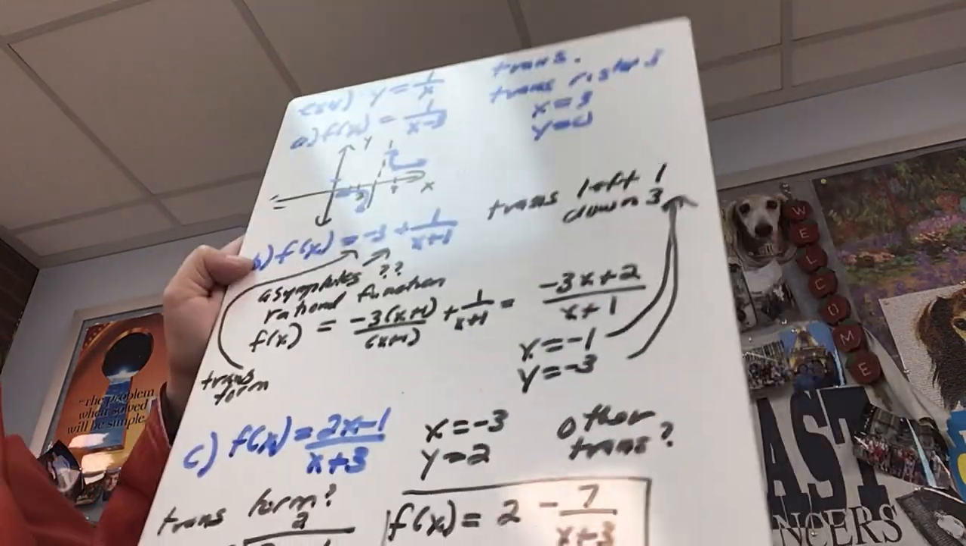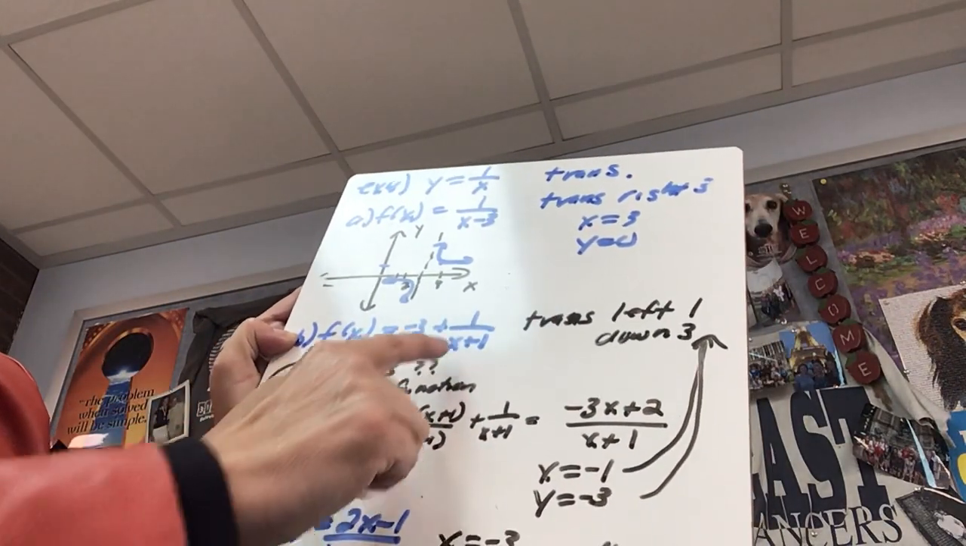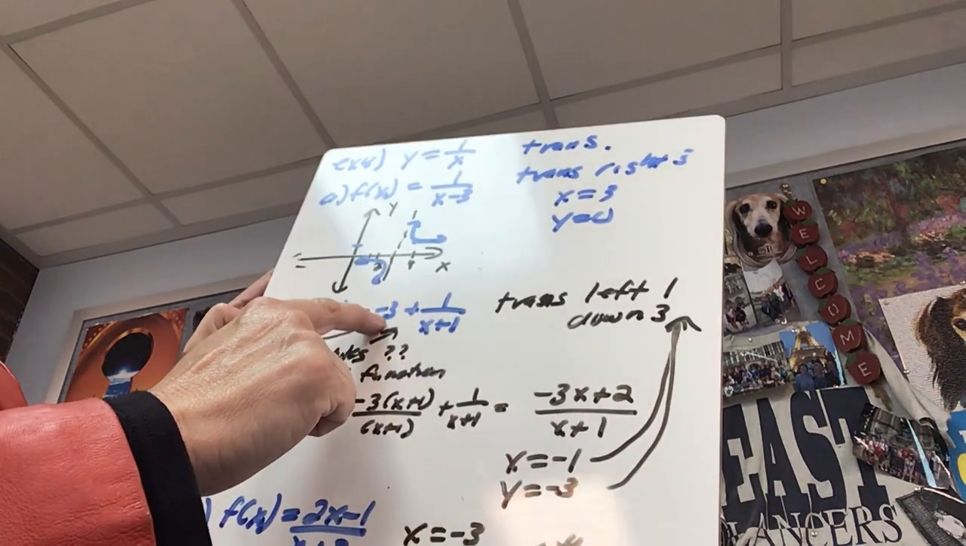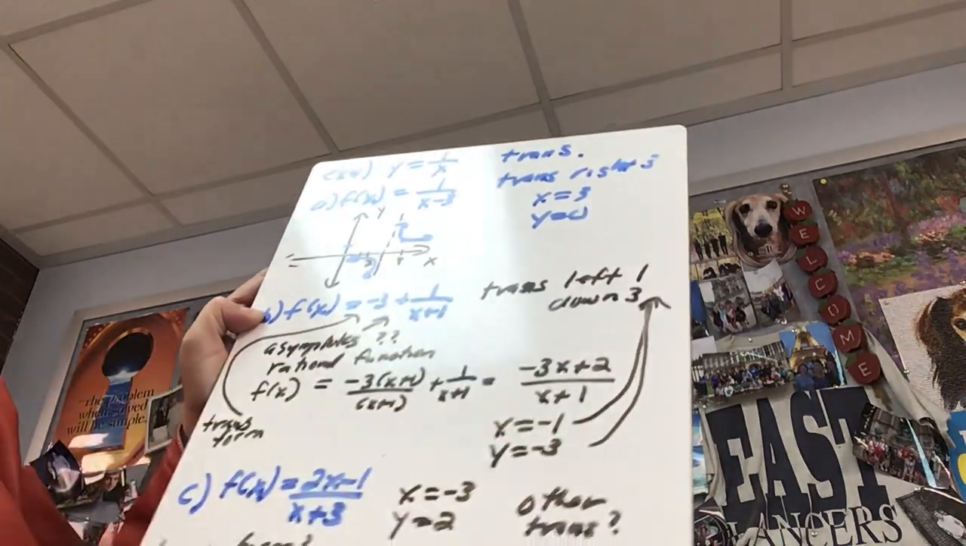Now let's take a look at b. This is a nice transformation form, isn't it? Doesn't it tell me that this is translated left 1 and down 3? I mean, just because the negative 3 is here, it still means it's translated left 1 and down 3.